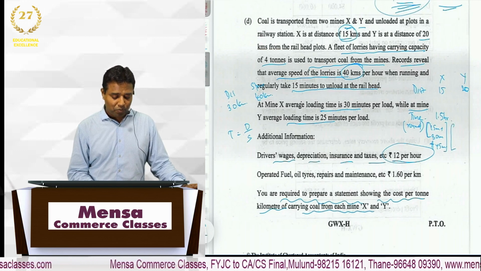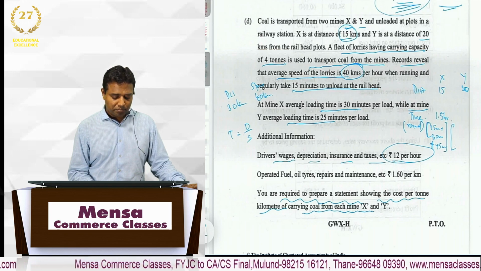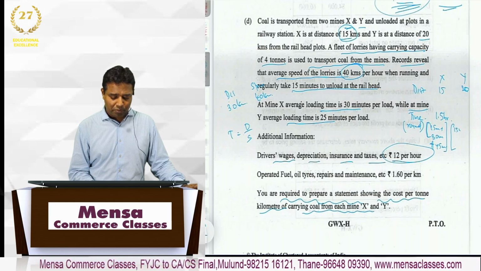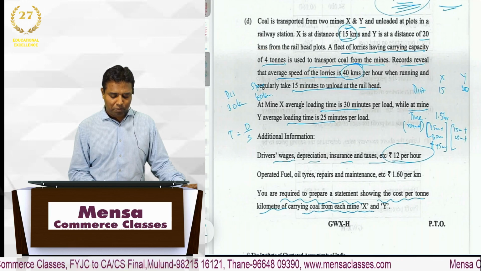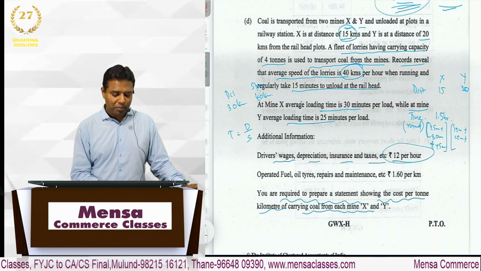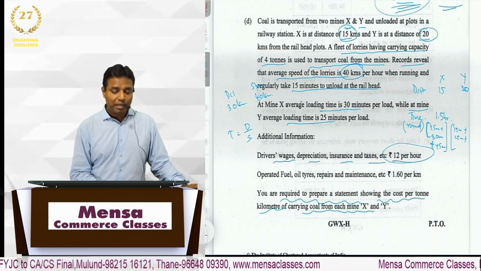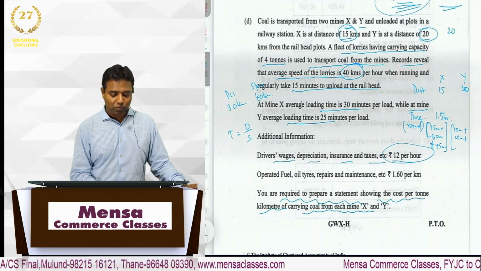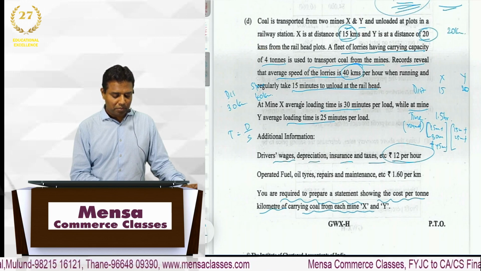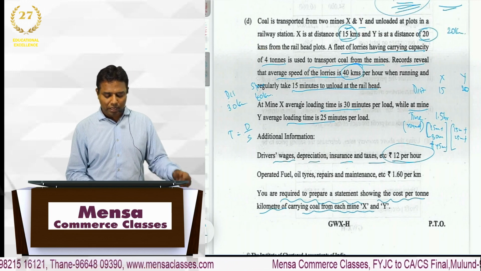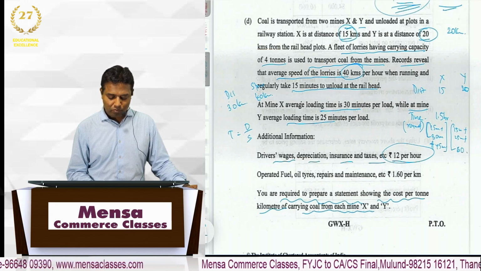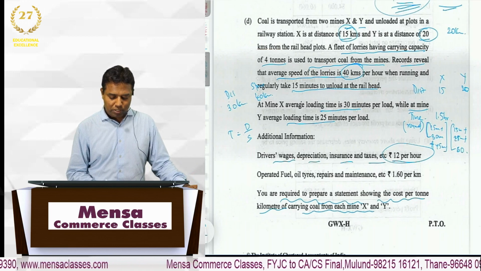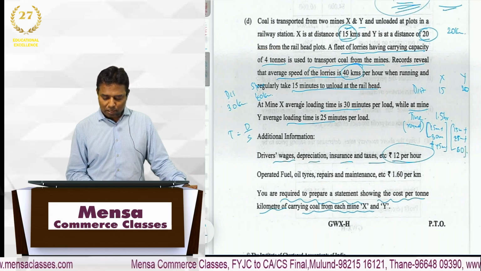Here let's check for Y. The unloading time is 15 minutes only, but loading time is 25. So plus 25 plus travel time. So going and coming back, it is 20 kilometers. 20 plus 20 is 40 kilometers. Speed is how much? 40. So it will take 60 minutes time.